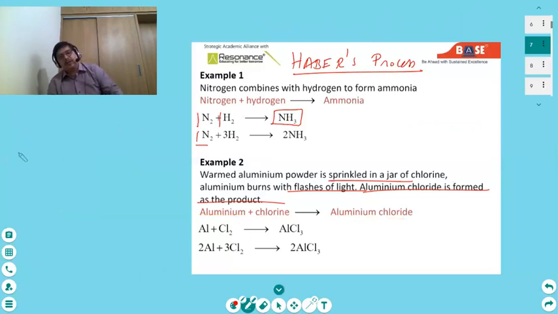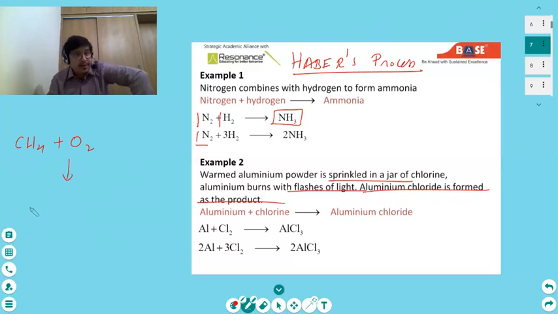Can you do a reaction between methane? Methane is CH4 and heat it to burn in the presence of oxygen. Always remember, whenever an organic compound is burned, organic compound means hydrocarbon, which has carbon and hydrogen, it will give carbon dioxide and water vapor. Can you balance it, my dear friend? Pause the video and balance it. I'm waiting for you.